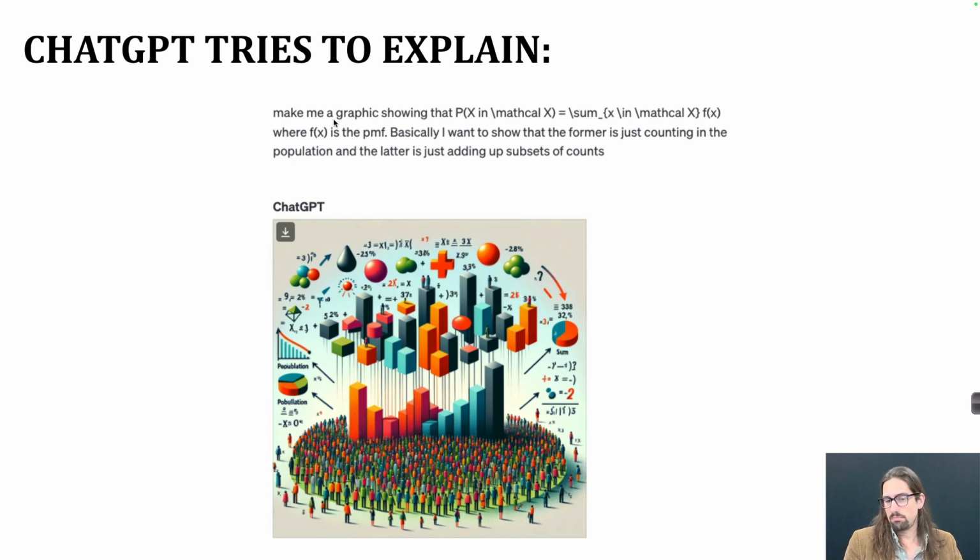Where this thing is the mass function or density. I just want to show that the former is counting the population, the latter is just adding up subsets of counts, right? And ChatGPT gave me this, which I don't think it really does the job. I mean, it's beautiful and it's interesting to look at, but yeah, it's not quite there yet. So, well, we'll see how it does next year.